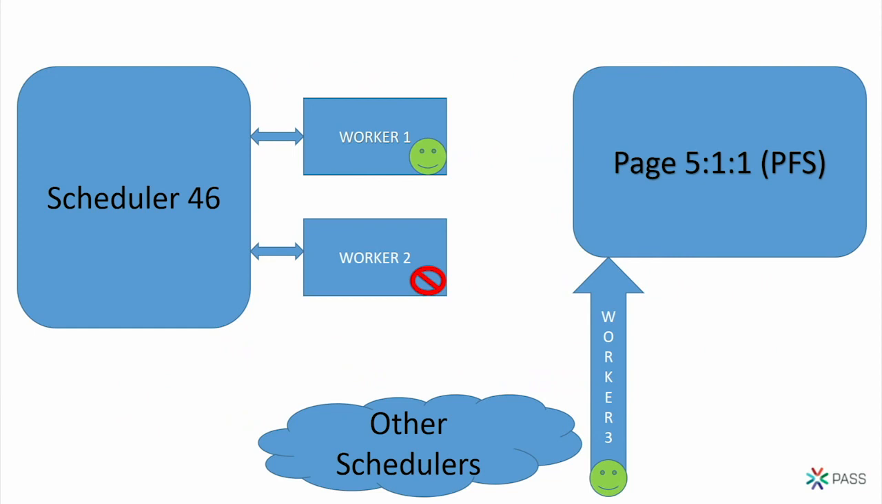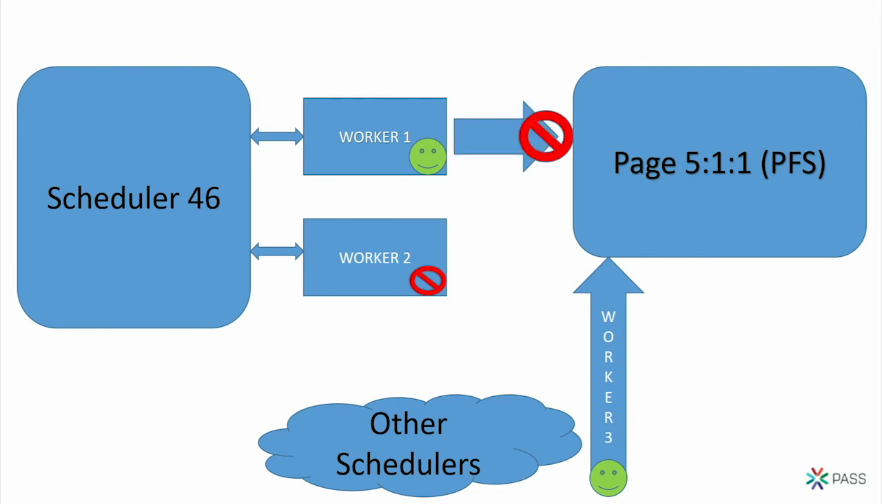So we've got some PowerPoint art here. On the left, you have one of our schedulers, scheduler 46. That has 2 user workers on it, worker 1 and worker 2. We've got all of our other schedulers, so 111 visible online schedulers in that cloud thing. We've got worker 3 currently acquiring an exclusive latch on page 5 in 511, which is a PFS page.